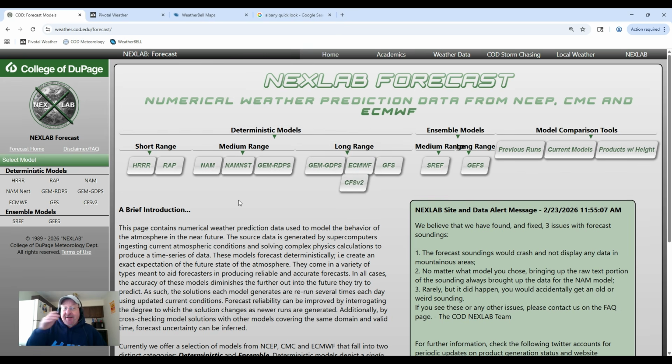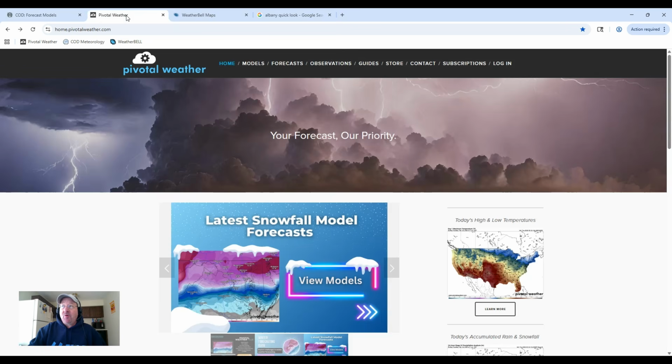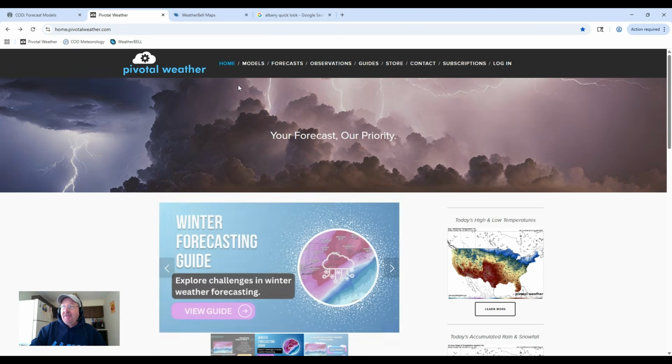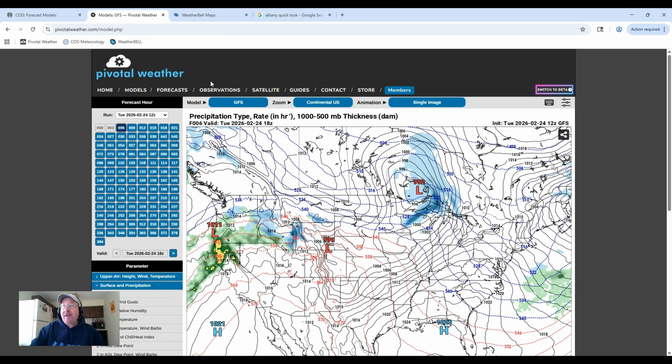So that's the first site that I like, and I like this best because it's got the best graphics. But the other sites have more models to look at, like Pivotal Weather. If you get on this site and you're not a subscriber, it can be kind of a pain because ads pop up all the time. But this site has a lot more models that we can look at.